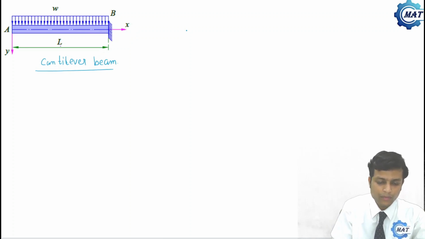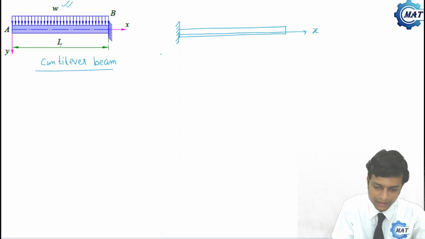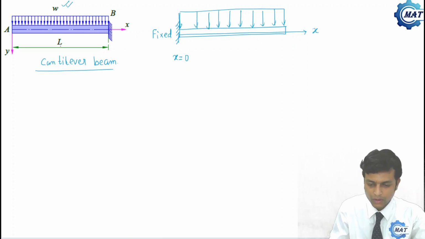This is a cantilever beam with uniformly distributed load w. So there are two options. What are those? One is shown in here, once again showing to you. We can choose the beam like this, where this is x at the fixed end. This is the fixed end. At the fixed end, x equal to 0, and the loading is the same, a uniformly distributed load. So this is one option.